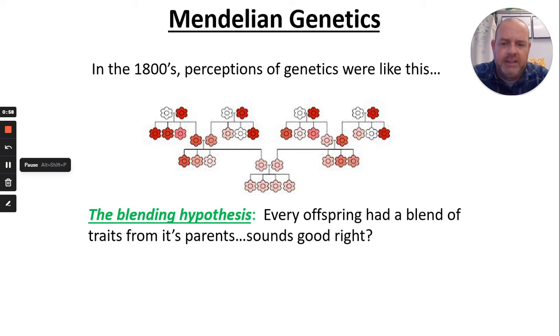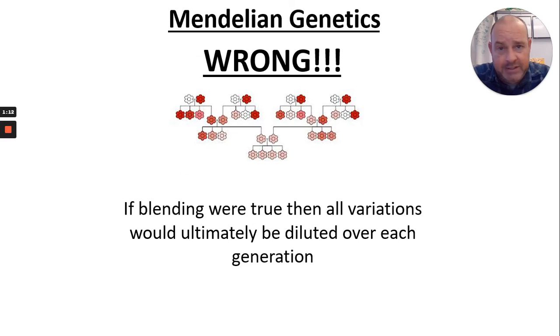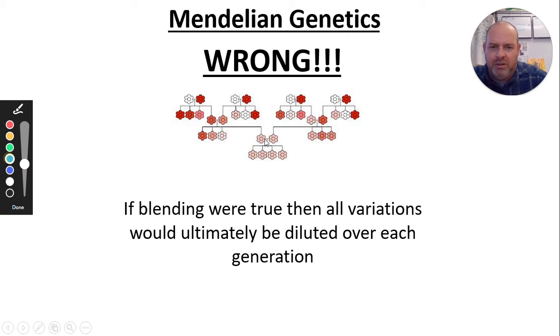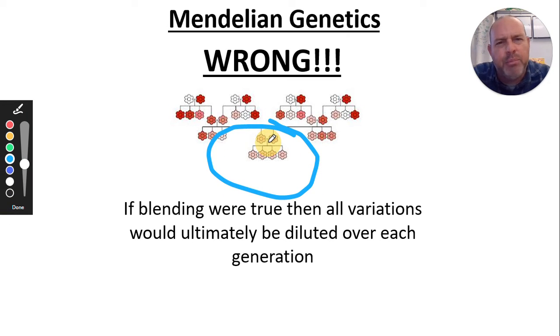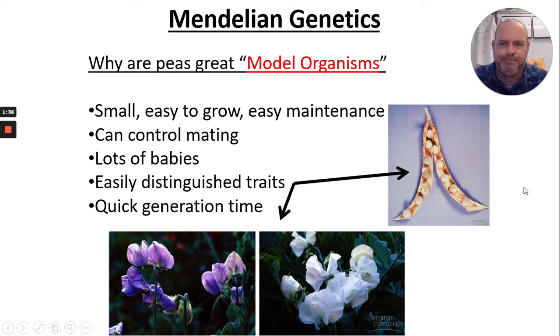This was called the blending hypothesis, where every offspring had a blend of the traits from its parents, and that sounds pretty good, right? That we get a blend of our mom and our dad in our genetics. That sounds pretty good. Unfortunately, that is not right. That's not exactly how it goes, because if the blending hypothesis were true, then pretty soon everything would look like this. There would be no variation because things would keep getting diluted and diluted and diluted all the way down, and you would keep getting all the same thing, and that's not exactly accurate. So, it didn't work quite like that.